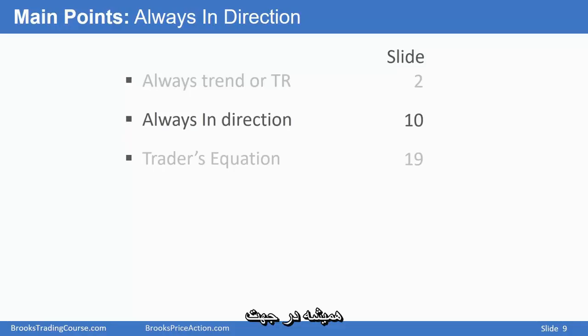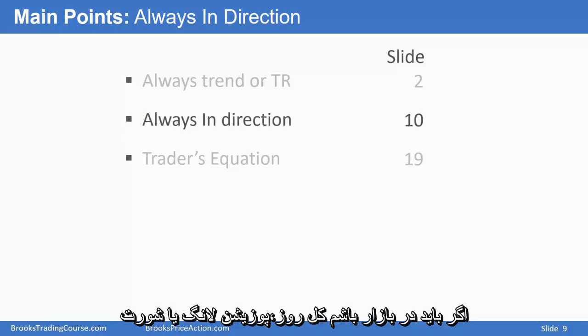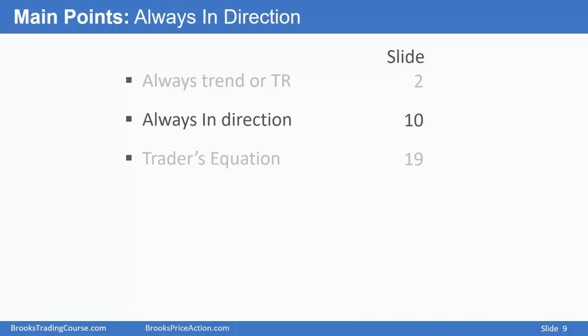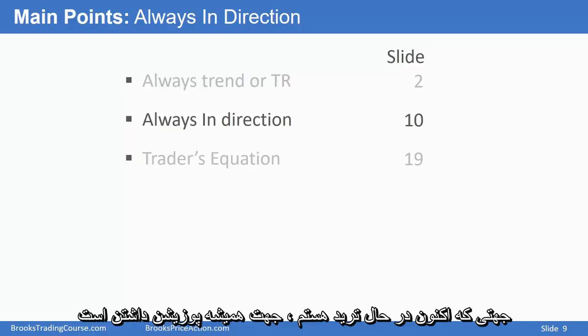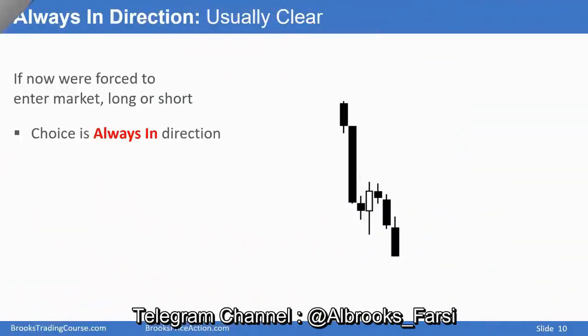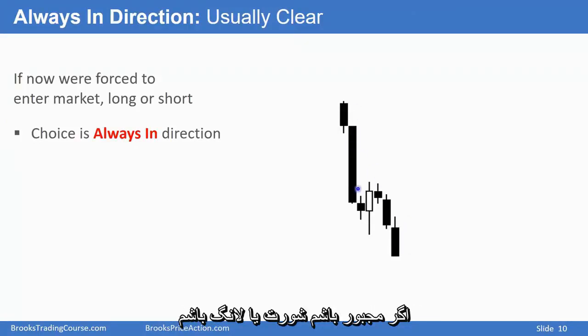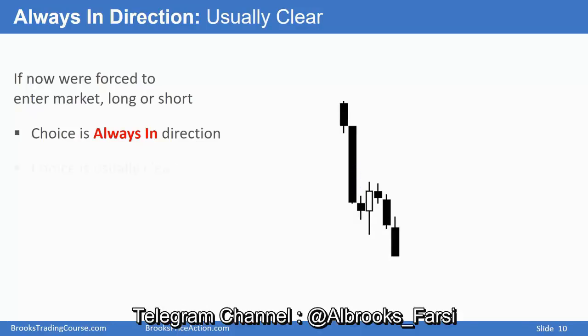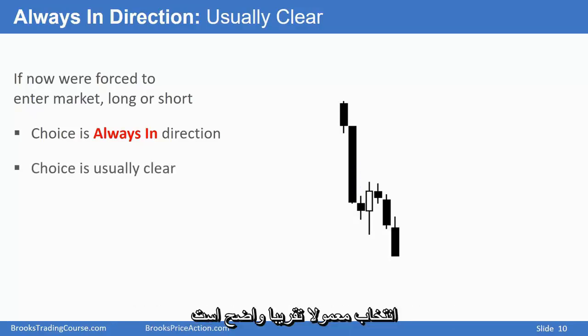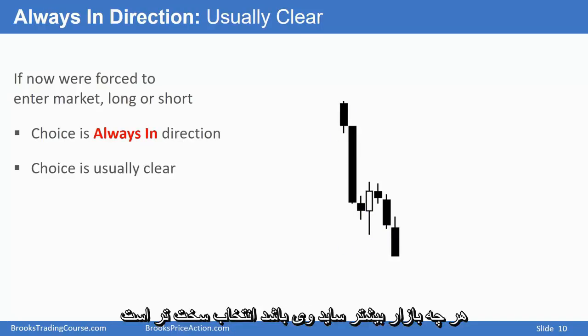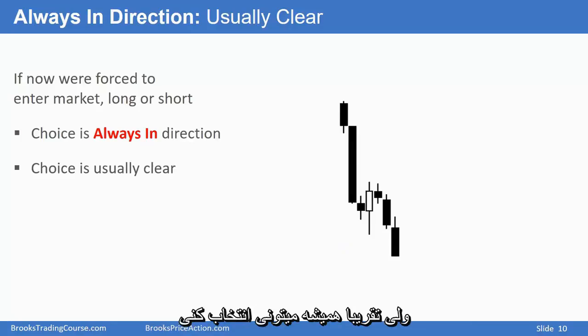Always in direction: if I have to be in the market all day long, long or short, the direction in which I'm currently trading is the always in direction. So when I see this, the market's going down. If I have to be long or short, I want to be short if it's going down. The choice usually is pretty clear, and you can almost always make a choice. The more the market is sideways, the more difficult the choice is, but you can almost always make a choice.